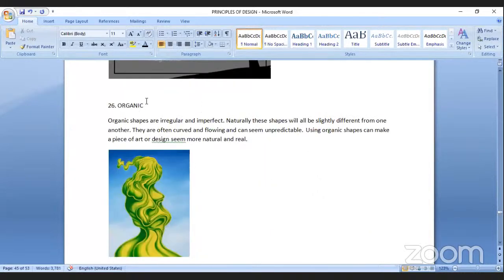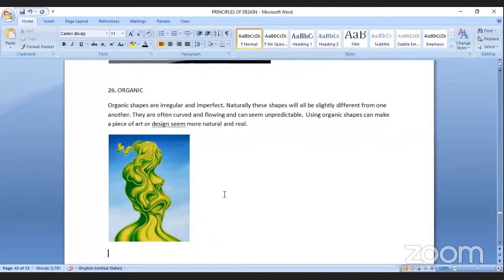An understanding of perspective allowed painters to divide space behind the picture into foreground, middle ground, and background. Organic shapes are irregular and imperfect, meaning they're not geometrical. Naturally, these shapes will all be slightly different from one another. They are often curved and flowing, can seem unpredictable. Using organic shapes can make a piece of art or design seem more natural and real.